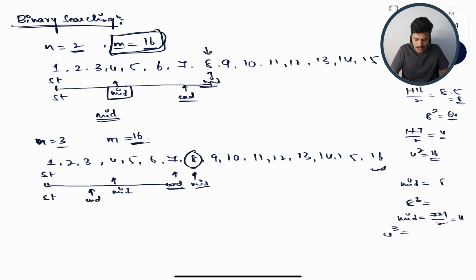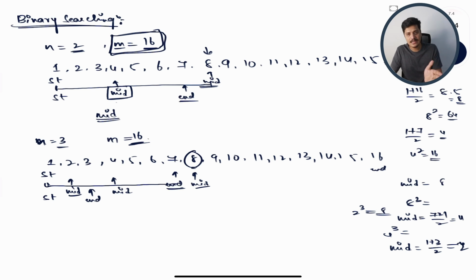So start is at 1, end is at 3. Again we will calculate the middle, which is nothing but 1 plus 3 divided by 2, which is nothing but 4 by 2, which is nothing but 2. So this is where the middle is right now. Now if we perform middle power n, which is nothing but 2 power 3, the result that we get will be 8. But what is the value we want? We want 16. 16 is greater than 8, right? That means the value will be there on the right. So immediately what I will do, I will update the start to 2 and end is at 3.